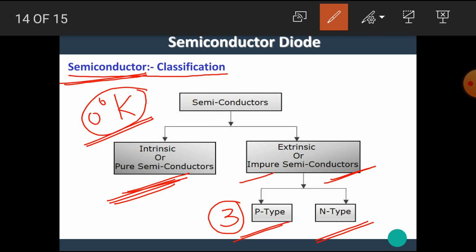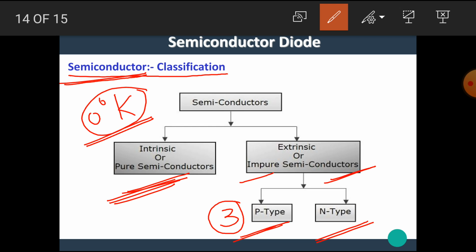Hence, the 3 valence electrons make covalent bonds with neighboring 3 silicon atoms, and one vacant place of an electron is present. This is called a hole. Hence, in p-type semiconductor materials, holes are the majority charge carriers, while the electrons are the minority charge carriers.